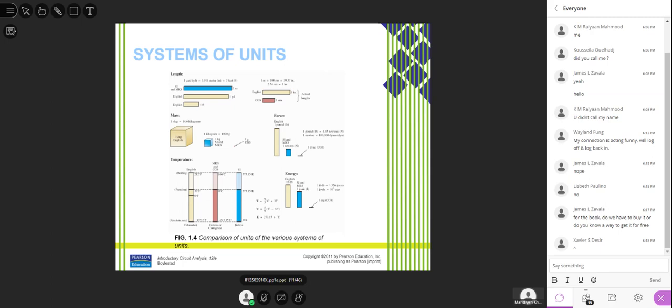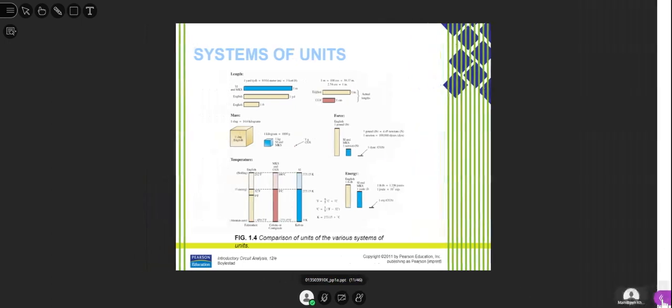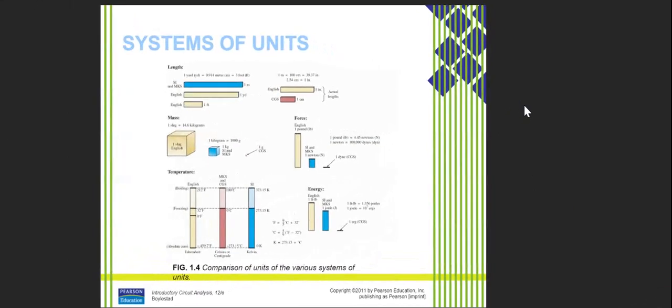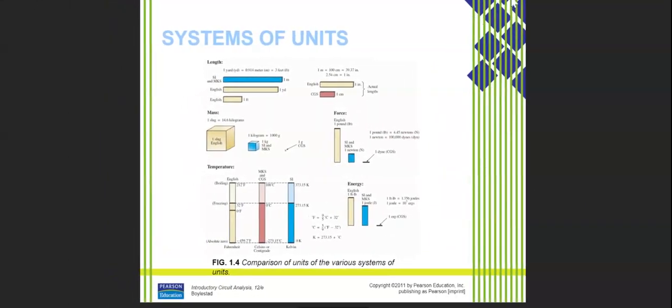Here is the inch and 1 centimeter. As we said, 1 inch is 2.5 centimeters, so that's why it's kind of 2.5 in size, as you will see in here. Same things for the mass, like one slug, 1 kilogram and 1 gram, how big or how small they are. Same things for the force, same things for the temperature.